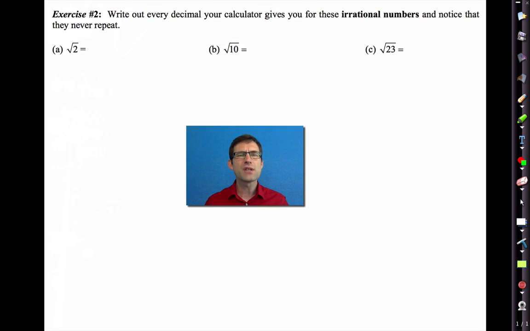Okay, so just a little playing around. I want you to see what irrational numbers look like in their decimal form. So in this case, we've got the square root of 2, the square root of 10, and the square root of 23. 2, 10, and 23 are all non-perfect squares, and therefore their square roots are irrational. What I'd like you to do is pause the video right now, use your calculator to find the square root of each of these numbers, and write out every decimal it shows you, okay? Take a moment to do that.